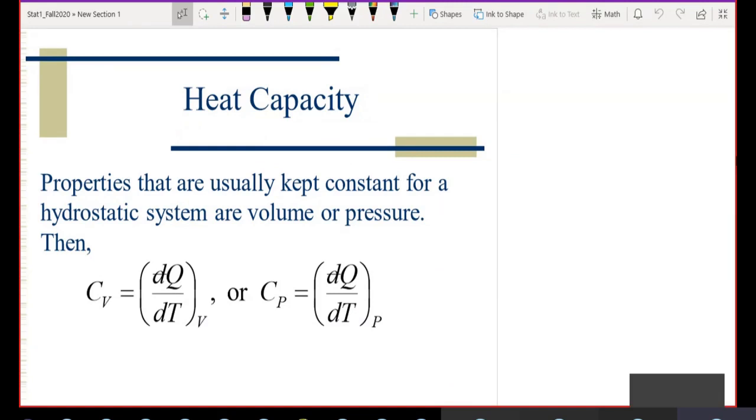Heat capacity for a constant volume process is different. Heat capacity for constant volume, this is CV, is the heat capacity for a constant volume process. Whenever V is written in the subscript, that will always mean that value is constant. So CV means here volume is constant, volume is not changing.